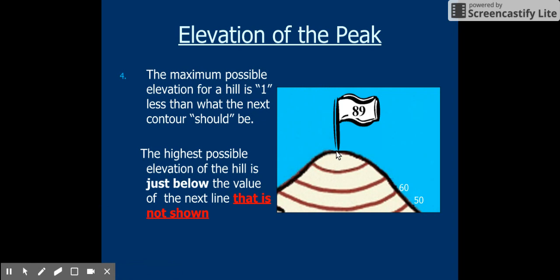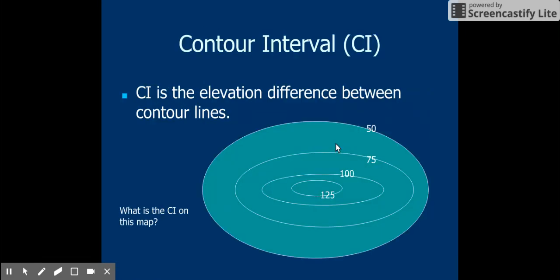So you see this line is 50, this line is 60, 70, 80, so the maximum elevation is 89. The next contour line that might have been 90 is not there, so the mountain cannot be 90 feet tall.